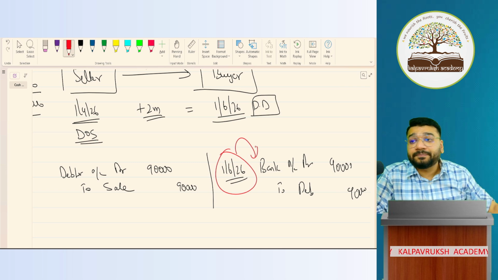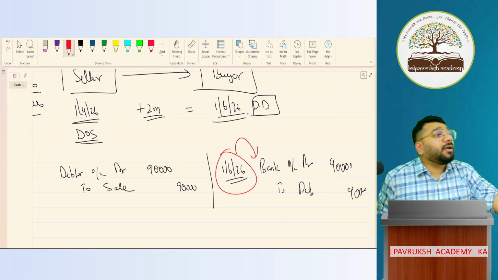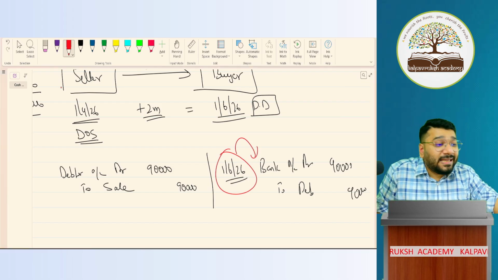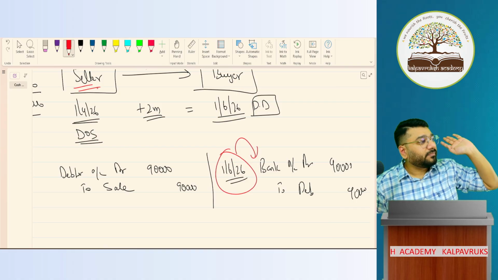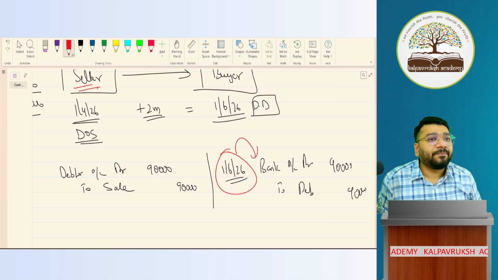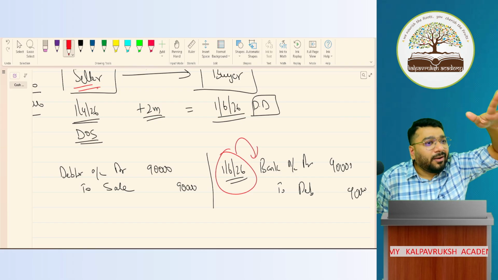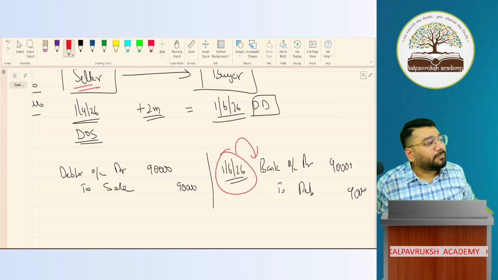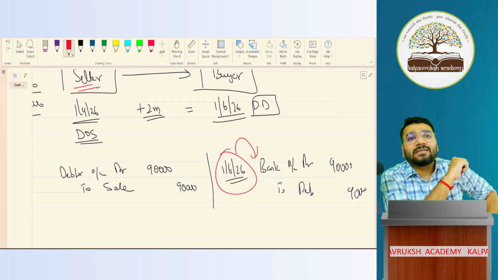Now there's a problem here. This particular customer with whom this seller is dealing is a very old customer. In the customer history, he will never make the payment on time. On the due date, payment will not come. That kind of customer he is.